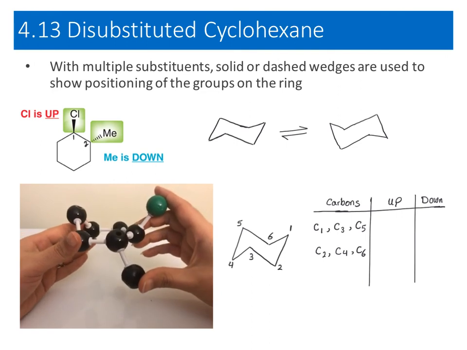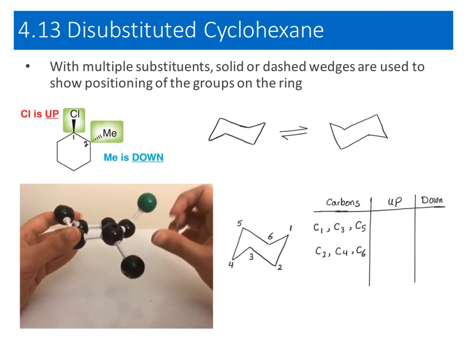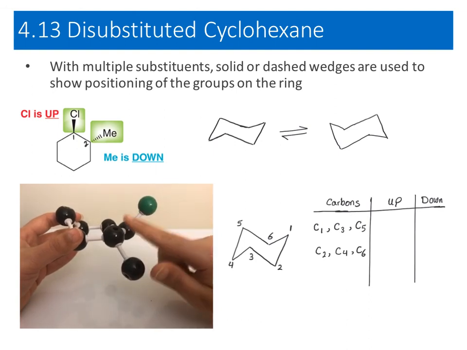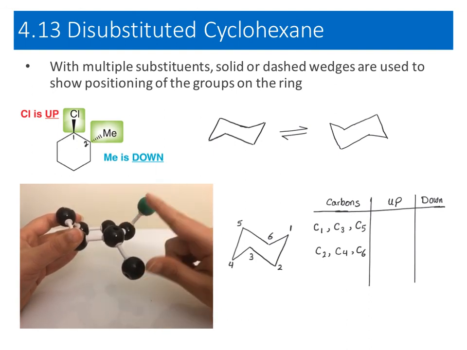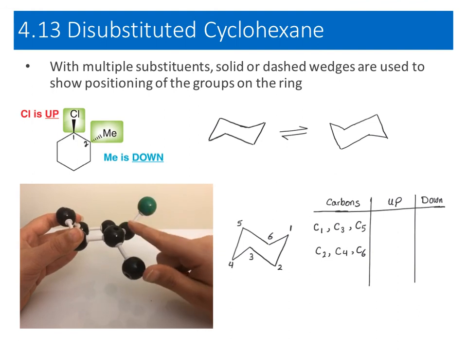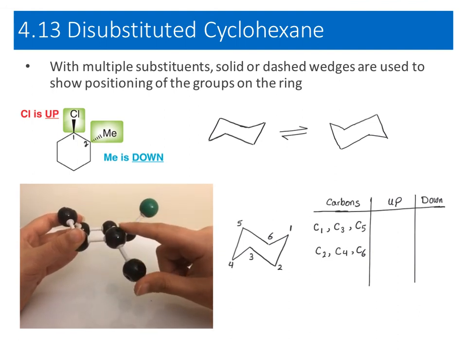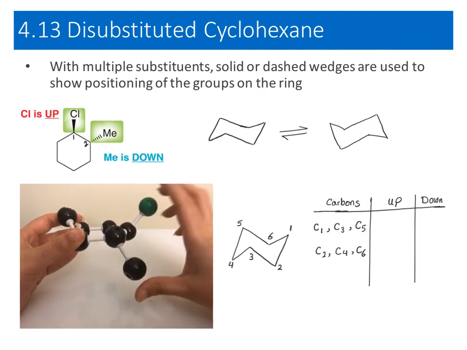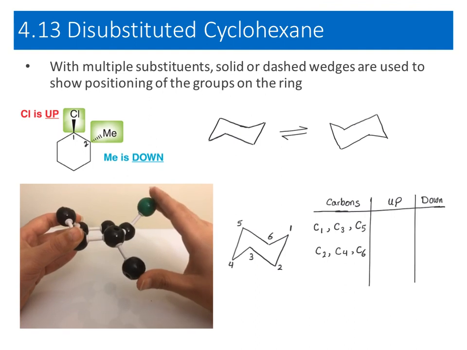Now, here is the rule. We always prefer the group to be in the equatorial position, because if they are in the axial position, they would have 1,3 diaxial steric interaction with the hydrogens. So therefore, we always prefer the group to be in the equatorial position if it is possible for them.